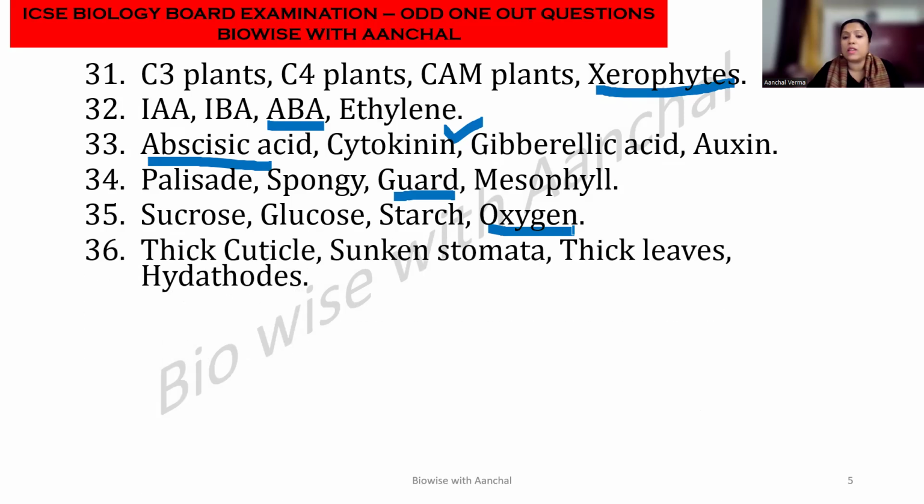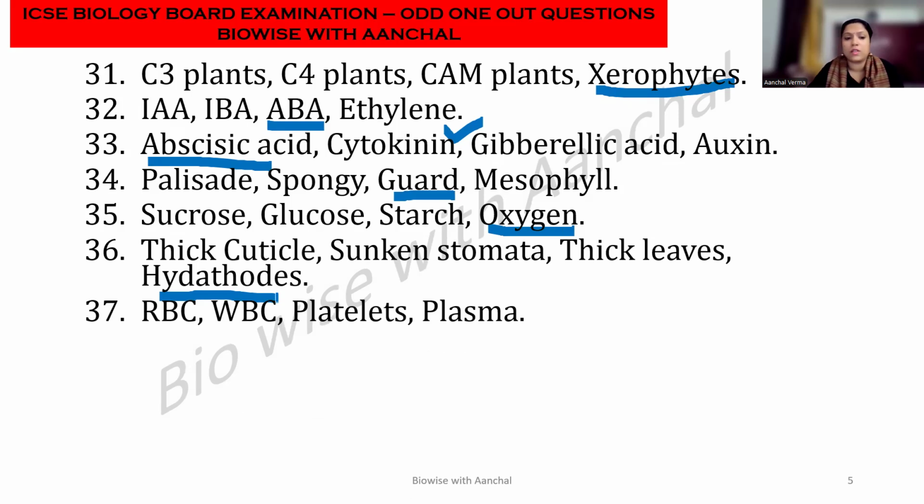Thick cuticles, sunken stomata, thick leaves, hydathodes. Now you can see here thick cuticles, sunken stomata, thick leaves. What are they denoting? They are the adaptations by the leaves for less transpiration. So here the odd man out is hydathodes, because the rest are all adaptations to reduce transpiration.